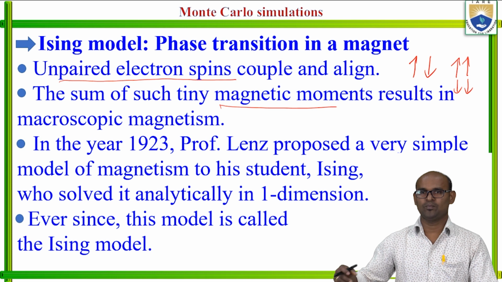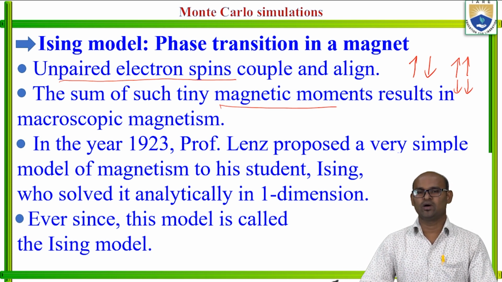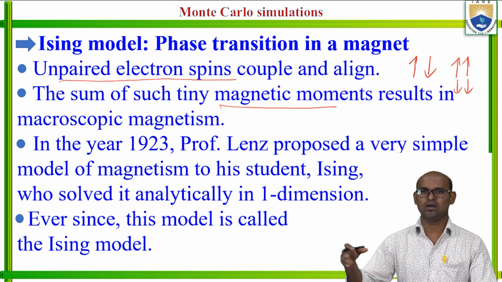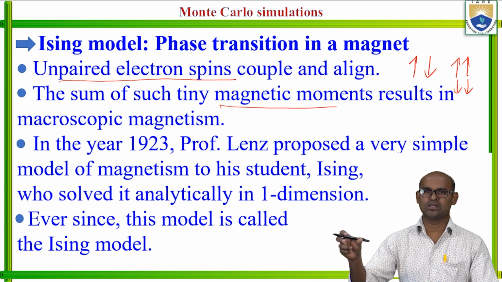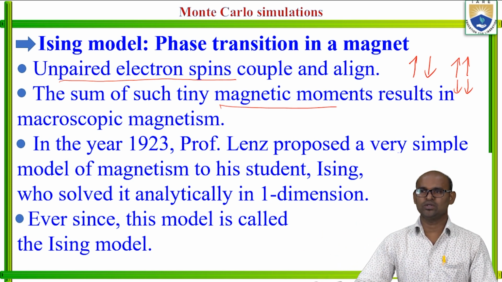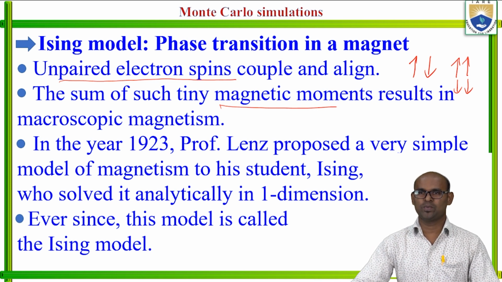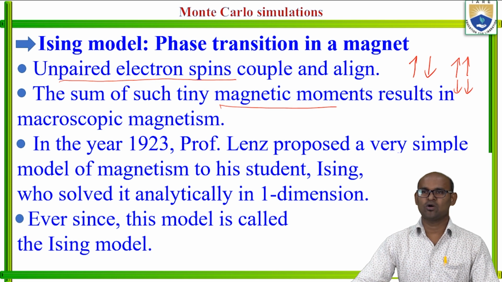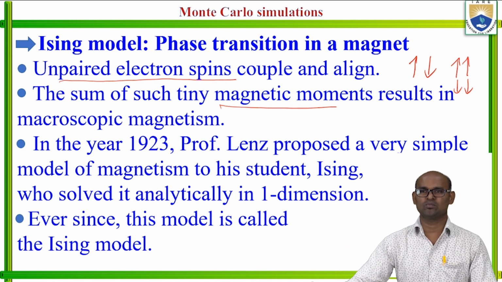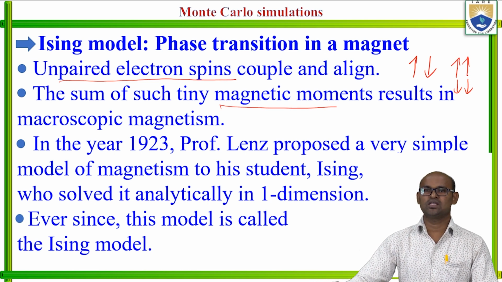So I am taking iron, which is a metal that has unpaired electrons, and each unpaired electron has a spin. This unpaired electron spin can couple and orient. There are many unpaired electrons, so these electron spins can couple and align in different directions. Each spin has a magnetic moment, so when we sum over all these tiny magnetic moments, we find that there is a macroscopic magnetism.